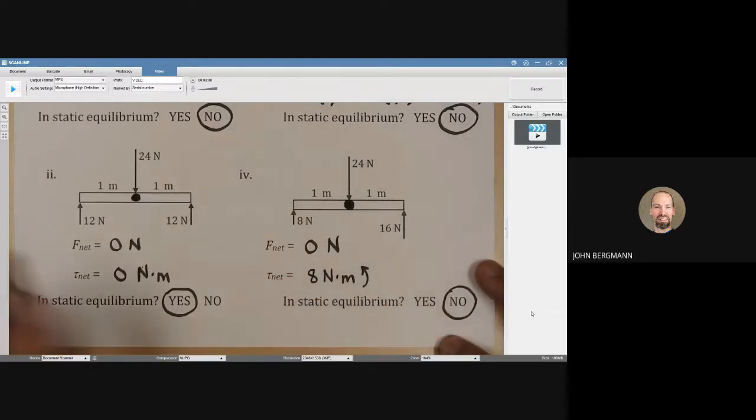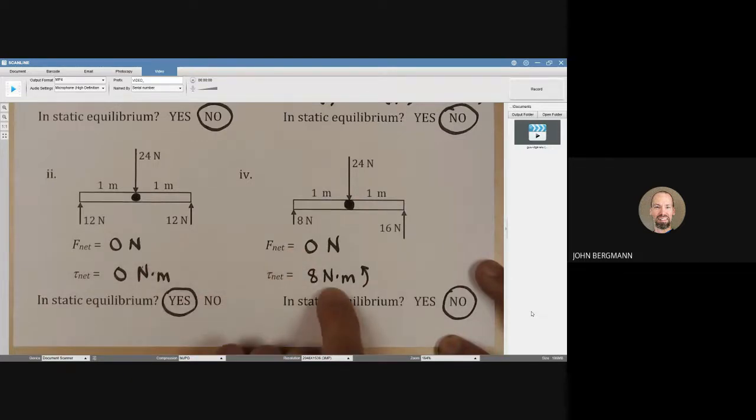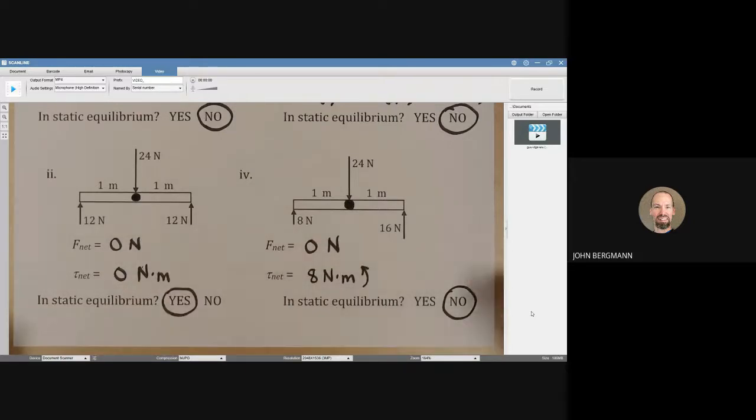Now, what's going to happen with this thing? Well, it's not going to go anywhere because the net forces add up to 0, but it is going to start rotating. Its center of mass isn't going anywhere, but it's going to start rotating. If an object is in static equilibrium, as in this case on the left here, it's not going anywhere, and it's not rotating. And that's what we're going to need whenever we are solving beam problems, which we're going to do in the next video.